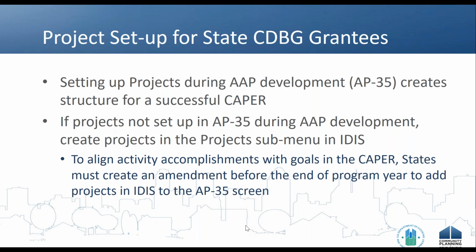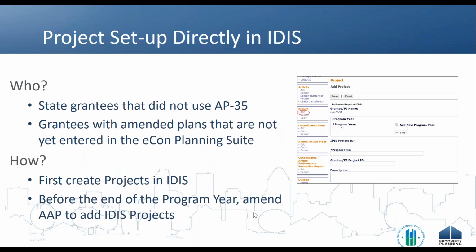So now we're going to turn to the second method of entering projects in IDIS. In addition to the state grantees that did not use the AP 35 screen to enter projects, this method also applies to any grantee that amended its plan during the program year but has not yet entered the projects into the eCon planning suite on the AP 35 screen. To do so, the grantee will first add the project directly into IDIS using the Add Projects link on the left side of the Plan Project Activity screen. So this is, again, within the traditional IDIS areas, not going into the action plan itself. And then before the end of the program year, the action plan must be amended to add these projects entered in this more direct fashion into the AP 35 screen.